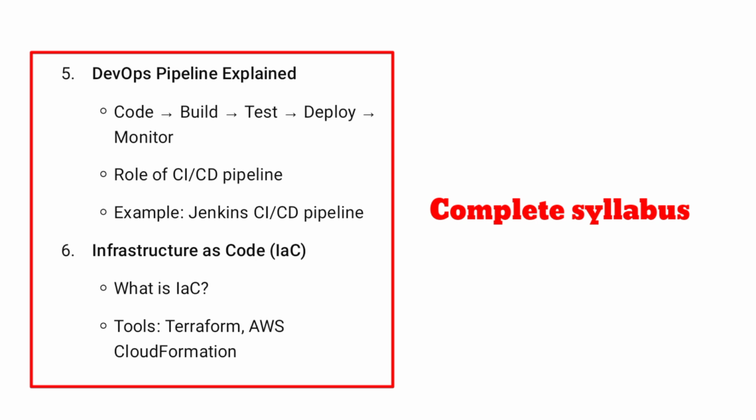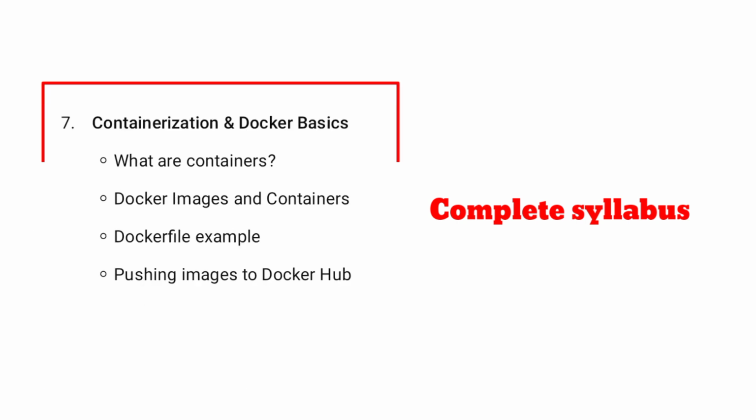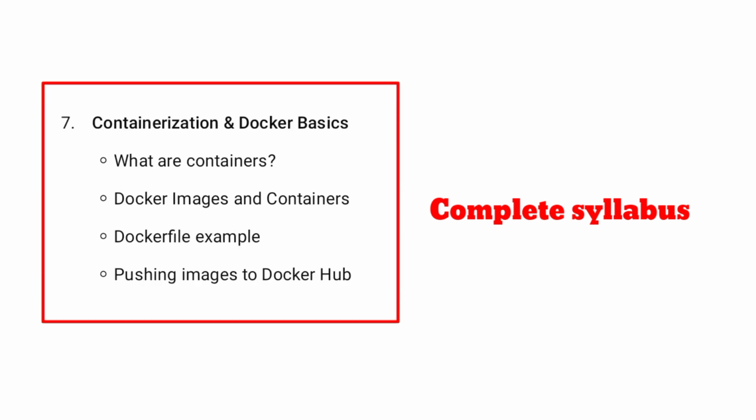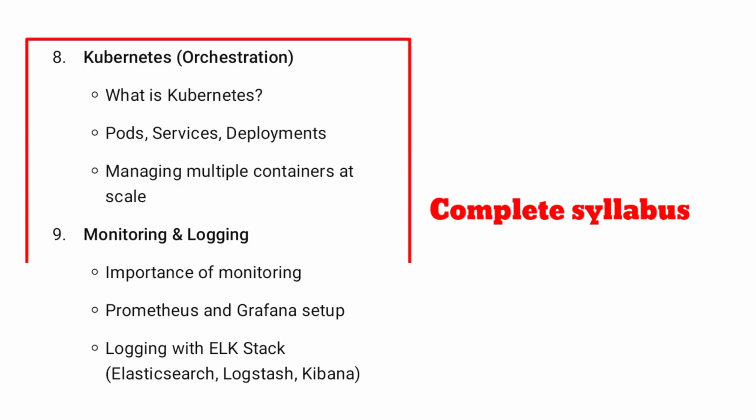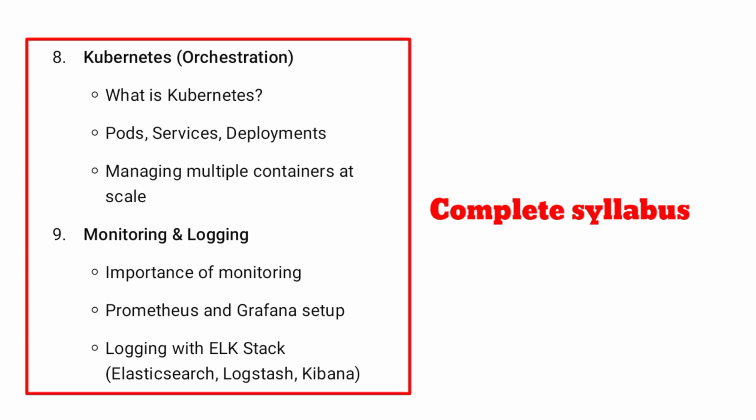6. Infrastructure as code, IaC. What is IaC? Tools: Terraform, AWS CloudFormation. Benefits of IaC in automation. 7. Containerization and Docker basics. What are containers? Docker images and containers. Dockerfile example. Pushing images to Docker Hub. 8. Kubernetes orchestration. What is Kubernetes? Pods, services, deployments. Managing multiple containers at scale.